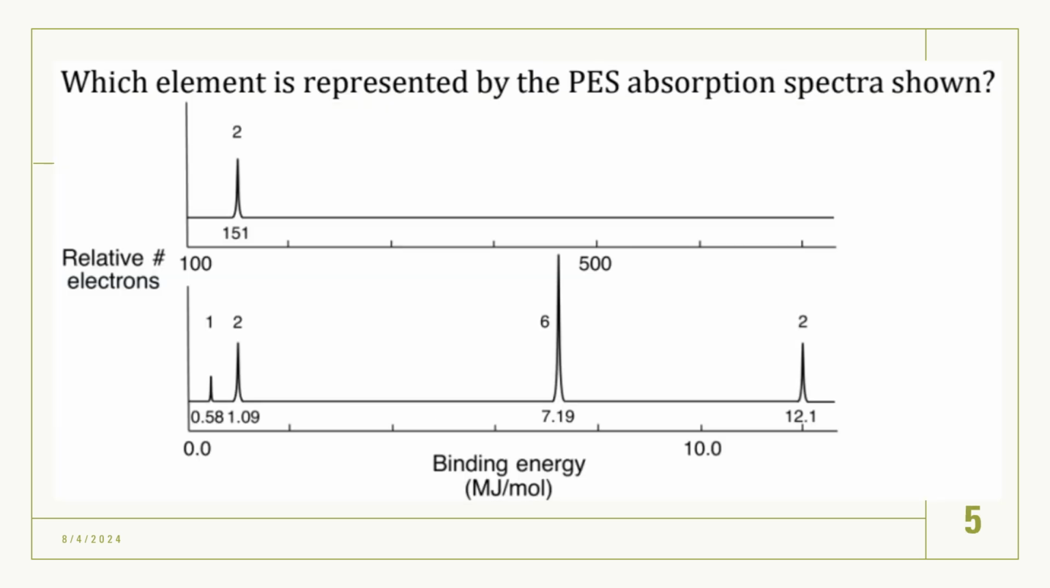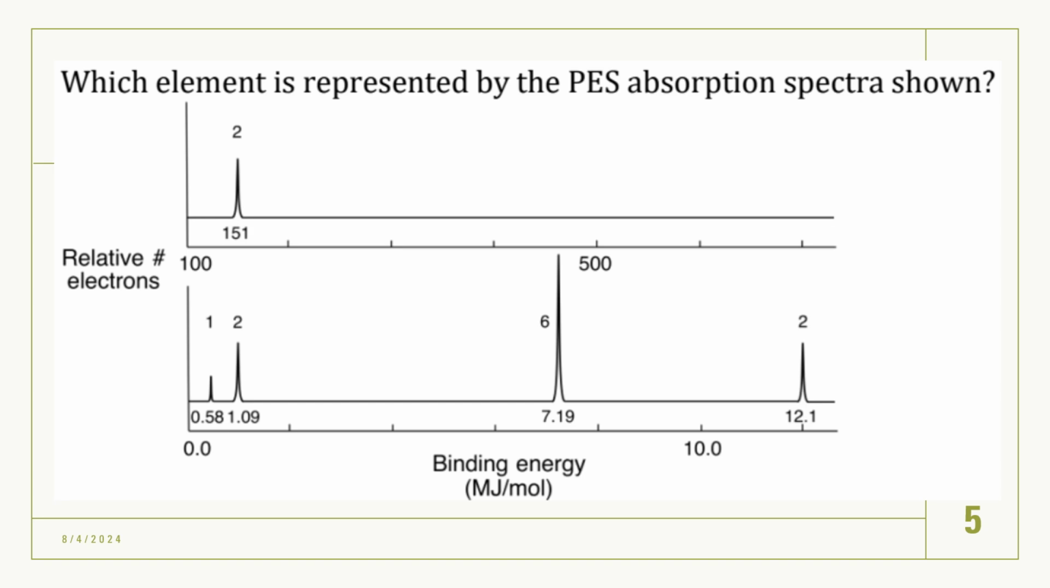Which element is shown below? Again, the x-axis is different than the first example I showed you earlier, because now the x-axis is read from right to left, meaning on the right side is the stronger ionization energy. So be careful with that.